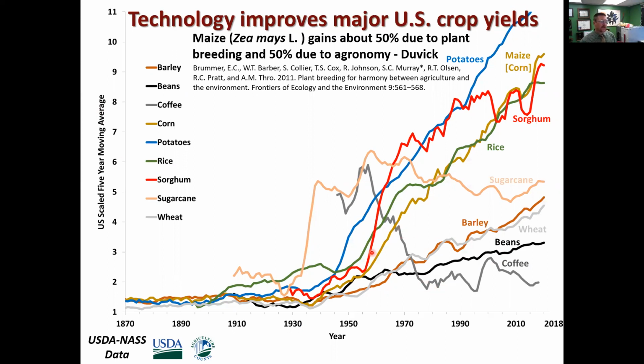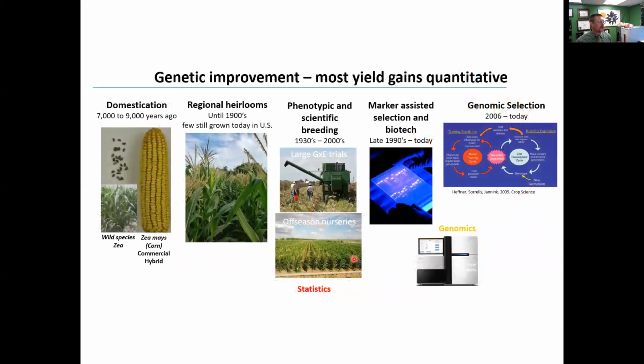So yield is the thing that most breeders have traditionally concerned themselves with. And the way we got here was by domesticating these crops like maize. And here's a picture of the wild seeds of maize, which look like little rocks in the wild plant, to something that looks like this, which is a commercial hybrid. We started that process 7,000 to 9,000 years ago with domestication.